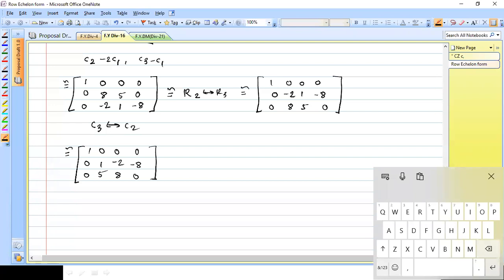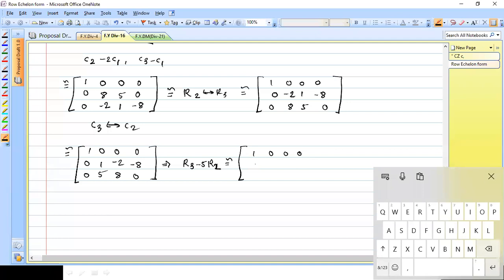Now I get 1 here. What is your next target? Tell me which operation I should use. Row operation, R3 minus 5 times R1? R2, sorry, R2 minus 5 times R1. Correct. So I write down the matrix here. There is a change in R3 only.